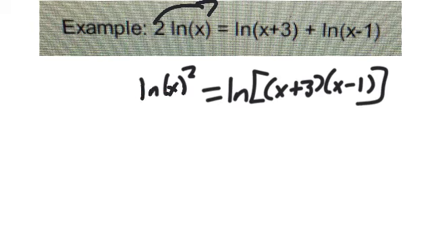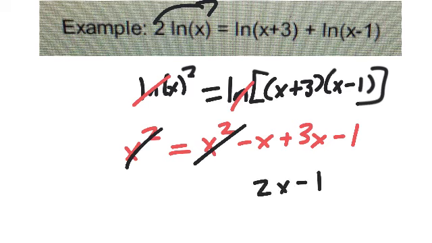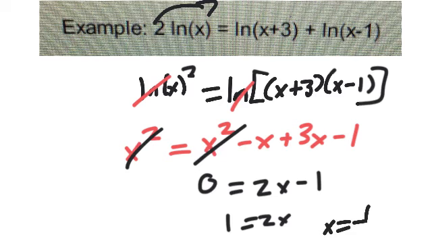Now because I have an isolated logarithm and a single logarithm on both sides, I can drop that log. That gives me x squared equals, and then I'm going to distribute over here, x squared minus x plus 3x minus 1. Now if I get my x squareds on the same side, they cancel. Negative x plus 3x is 2x minus 1 equals 0. And then go ahead and solve. 2x equals 1, so x equals a half.